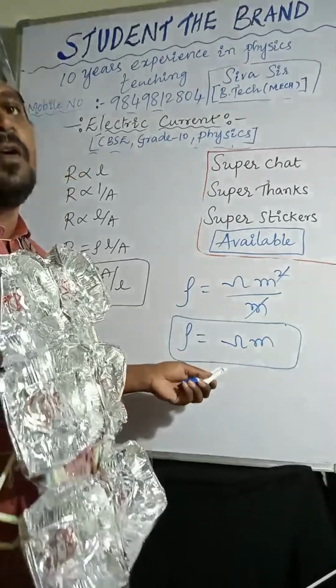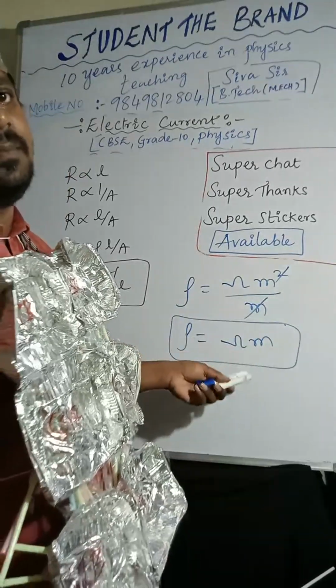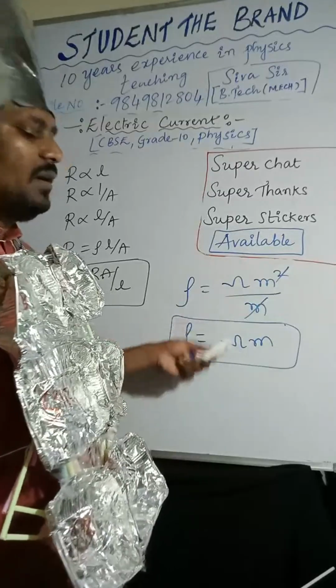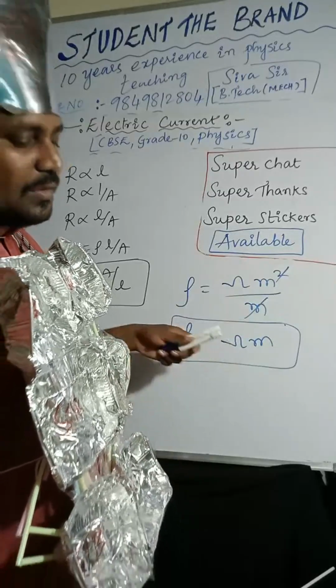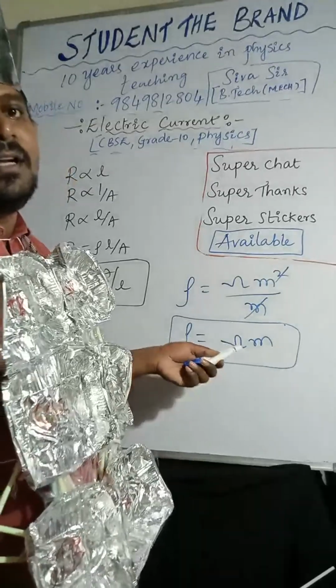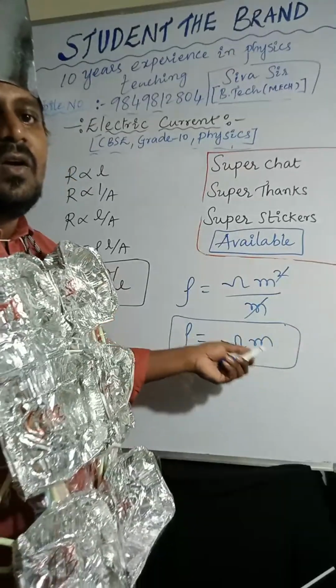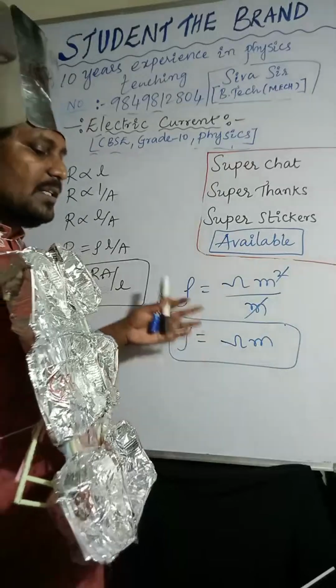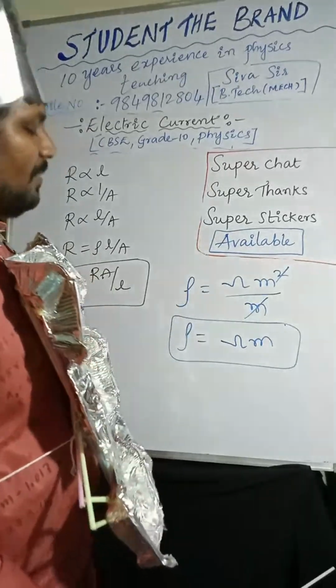This is very, very important. So, 2 marks question, very important. Make sure that you are preparing and practicing this one. So resistivity is equal to ohm meter. Understood? So next, we are going to one more topic.